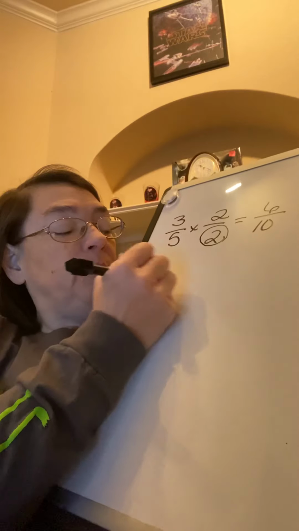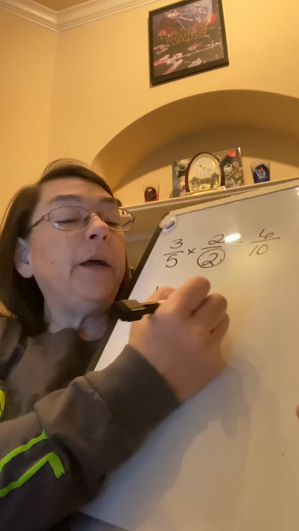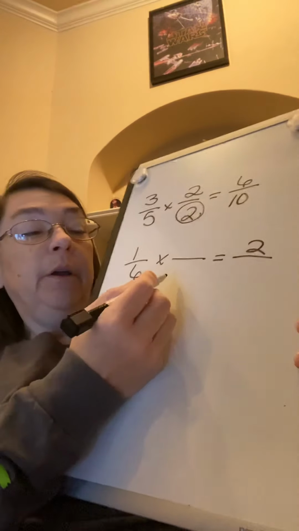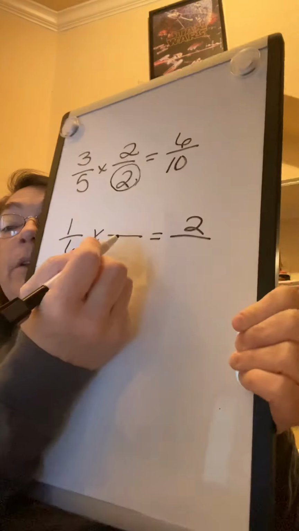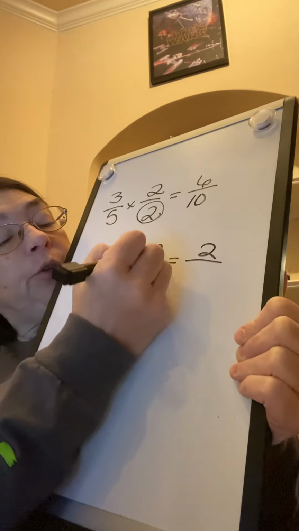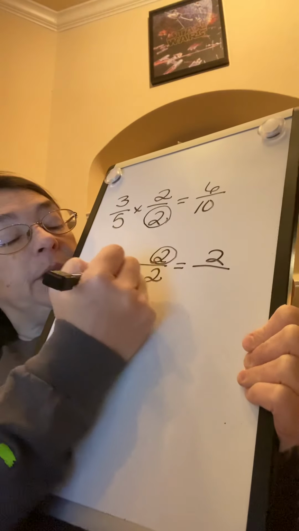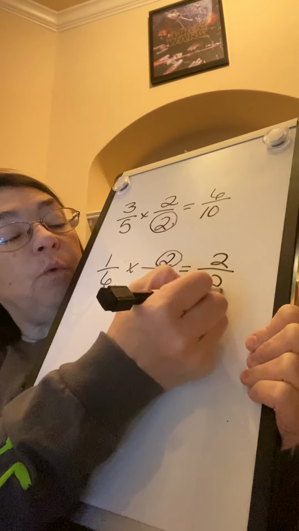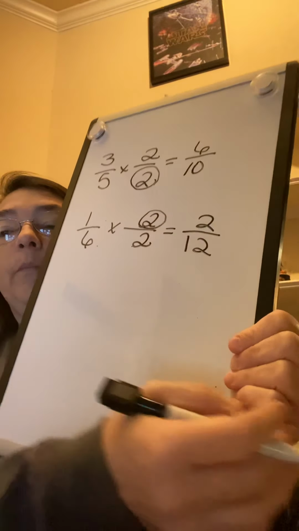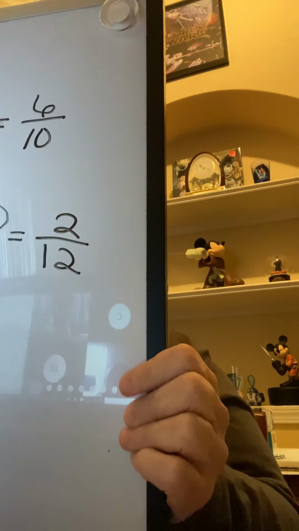All right, the next one was 1/6 times, we don't know what, equals 2. What we look at is 1 times what gives me 2? 2. Whatever I do to the top, I have to do to the bottom. 6 times 2 is 12. Miss Blackmon, can you move your board a little closer because I can't see? Okay, thank you.